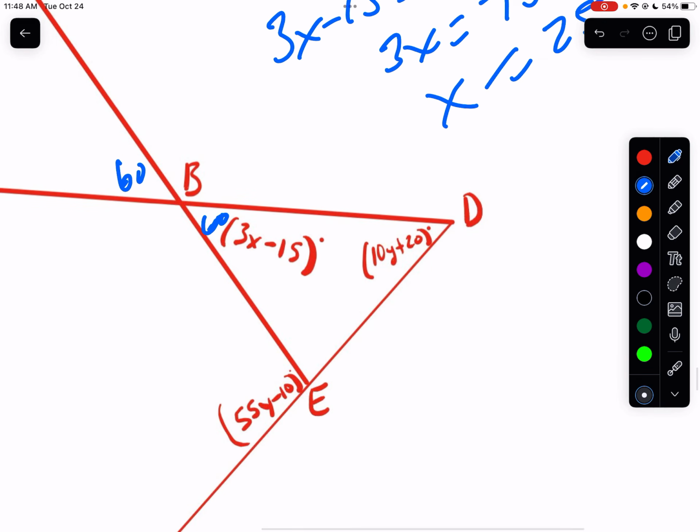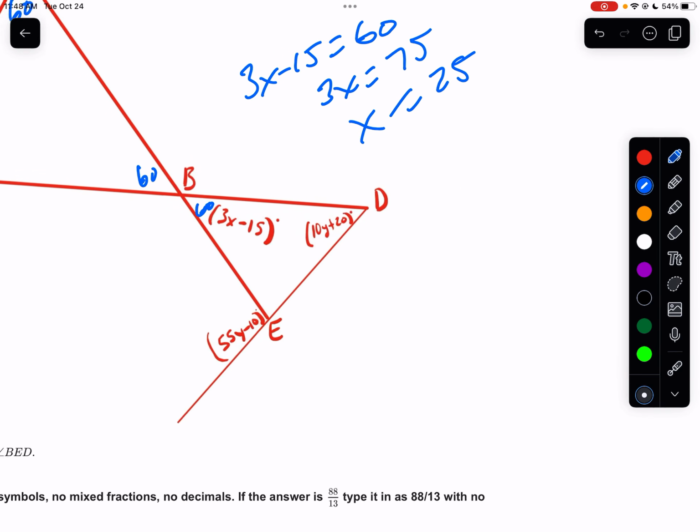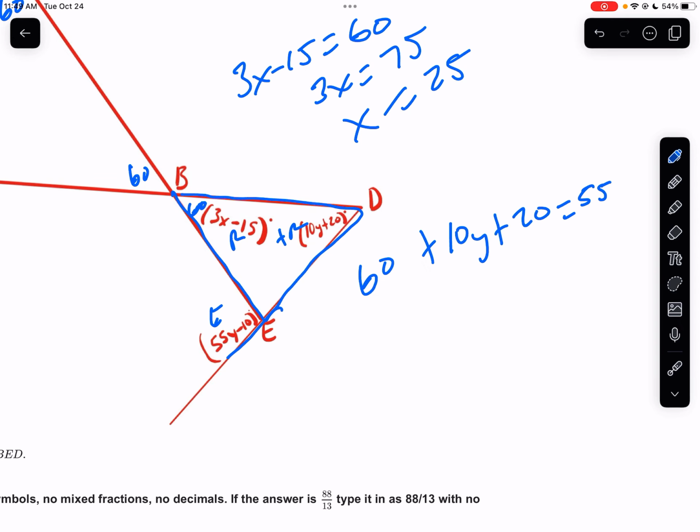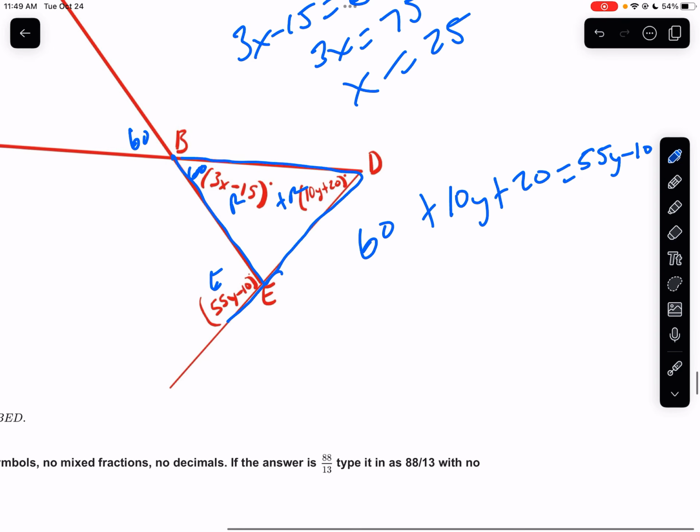So we know that this angle is 60. We know that x is 25, right? But we need to get y. We'll look at this triangle in isolation. So we got another property here. Isn't this a remote plus a remote equals an exterior? So we know that 60 plus 10y plus 20 has to equal 55y minus 10. We know that remote plus remote has to equal exterior. And since we know that angle has to be 60, I plugged in 60 for that angle. So this is the equation we got to solve.